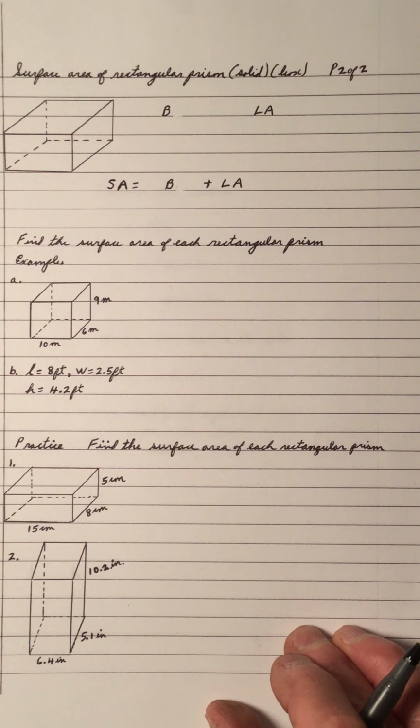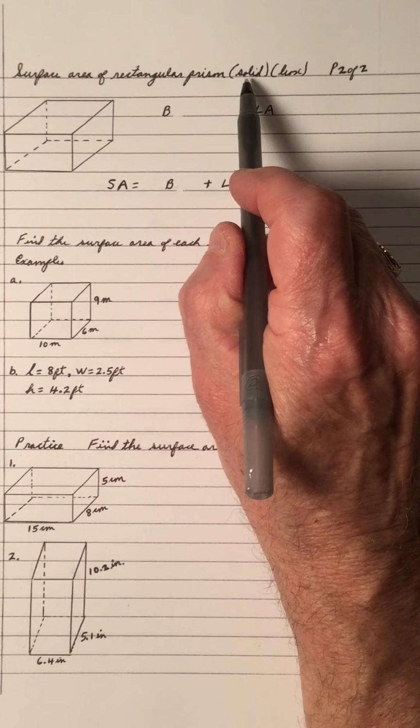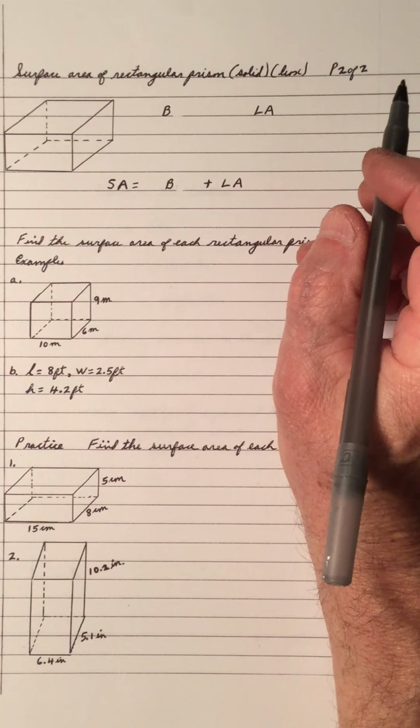In the previous video, we looked at the rectangular prism, the triangular prism, and the cylinder. But now I look at just the rectangular prism by itself to give you a better understanding of what's happening. Surface area of a rectangular prism, or a rectangular solid, or call it a box.